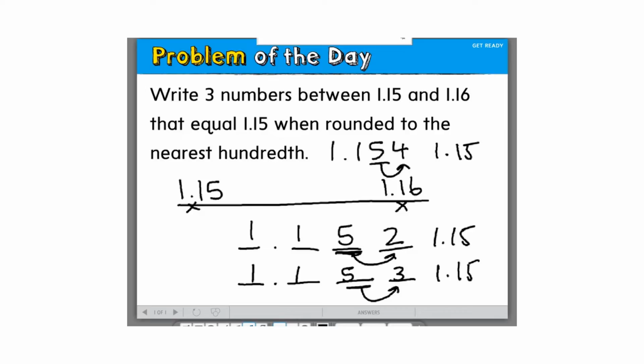Oh, you could do 1 and 161. No, you couldn't, because it's in between. It's got to be a number that follows the rules. So that means it wouldn't have a number in the thousandths place after the 6. So yeah, good thinking, but that one wouldn't work. It wouldn't follow the rules that they're giving you. So as long as the number in the thousandths place is 4 or less, the 5 would stay a 5. Anytime you bump up the thousandths place to 5 or more, then the hundredths place would have to be bumped up.